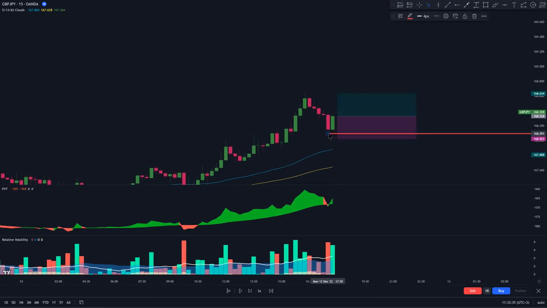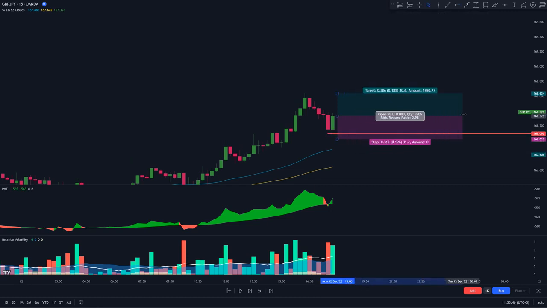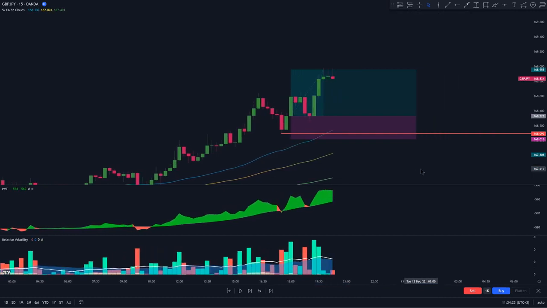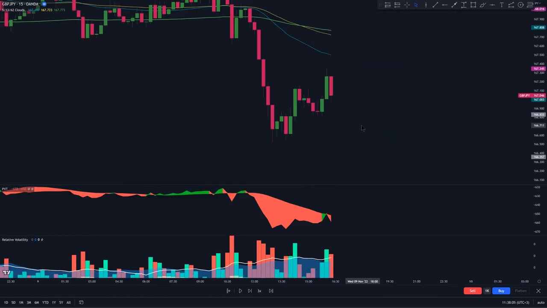The stop loss is going to be set below the most recent swing low. And for the take profit, we're going to set it at 2 times the risk for a risk-reward ratio of 1:2. We let the trade run and take profit.